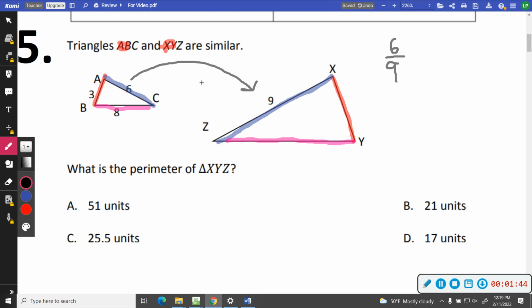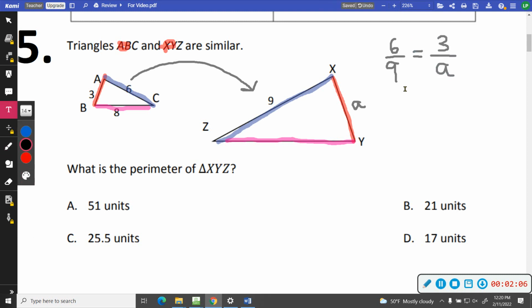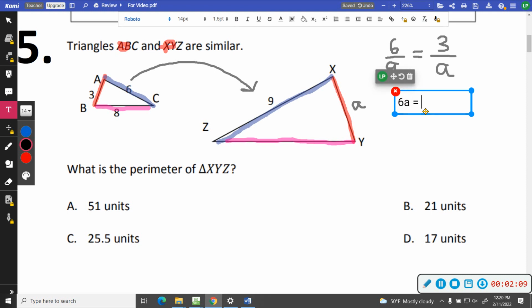And so it doesn't matter what you want to find first. That's fine. We'll let this be A since we already used X and Y. So if we go 6 to 9, we would go 3 to A. So that equals 3 to A. And doing the math, that'd be 6A is 27. Take 27 divided by 6, and you get 4.5. So A equals 4.5. So I could over here say that this one is 4.5.